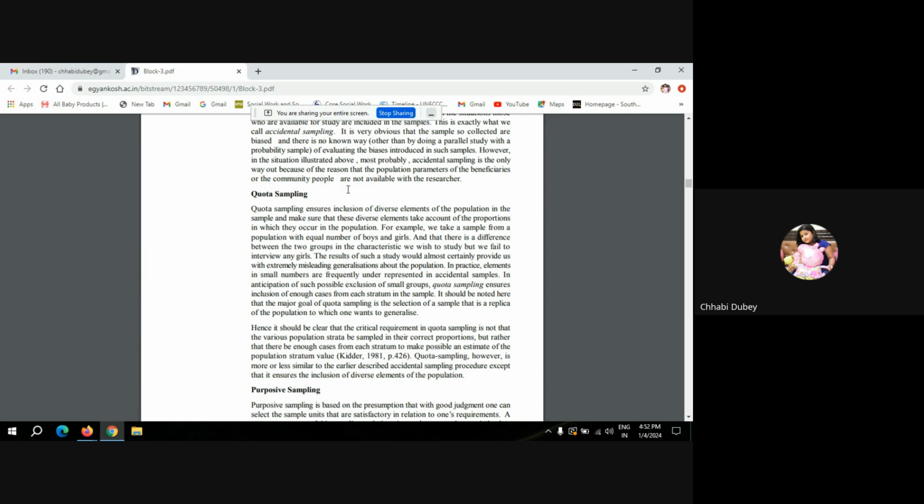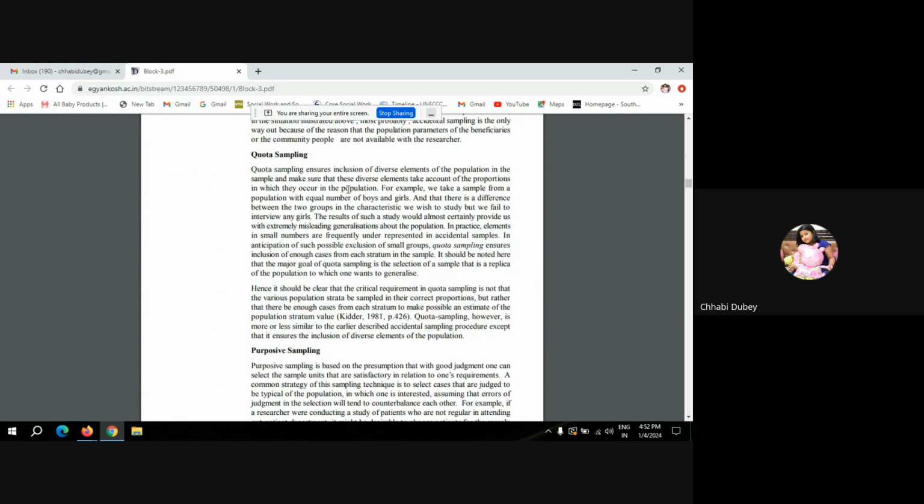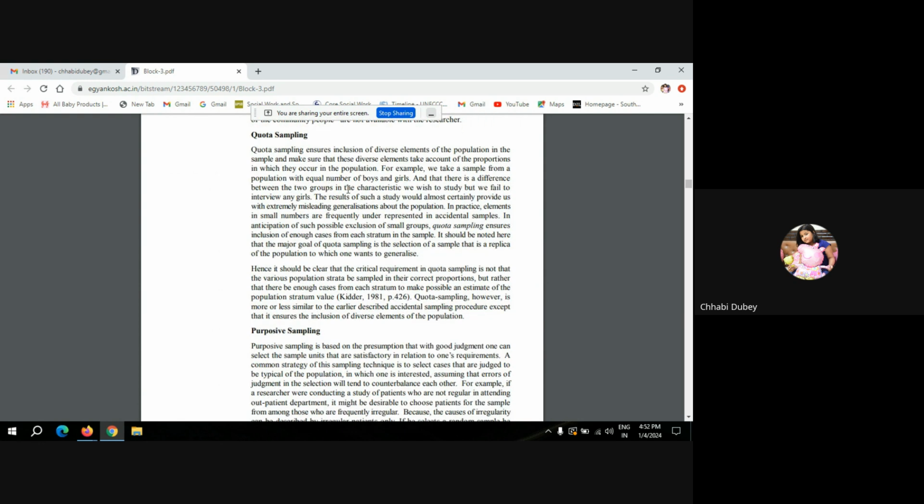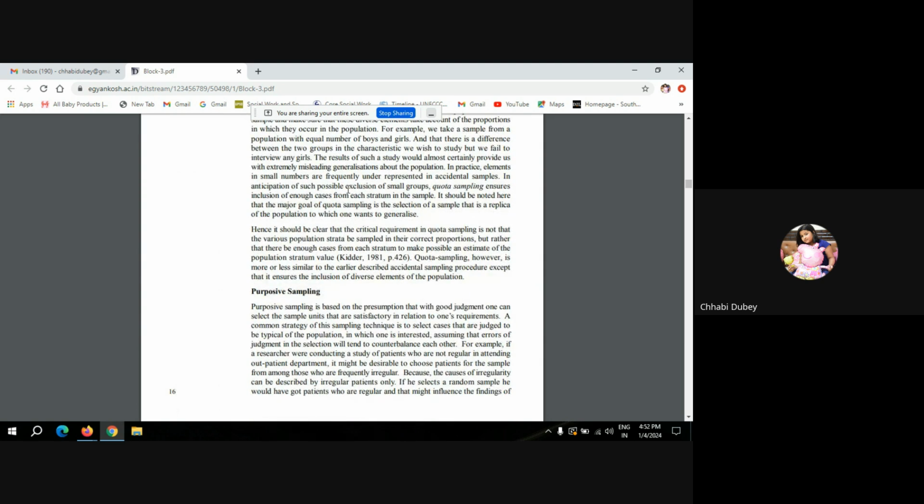And the third type of sampling is purposive sampling, where the sampling is based on the presumption that with good judgment one can select the units that are satisfactory in relation to one's requirement. So, if there is a purpose that we have to follow or solve, then we select samples depending upon that. So, we first of all strategize. We will have some common strategy in the sampling technique when we are selecting the cases that are to be used for data collection.